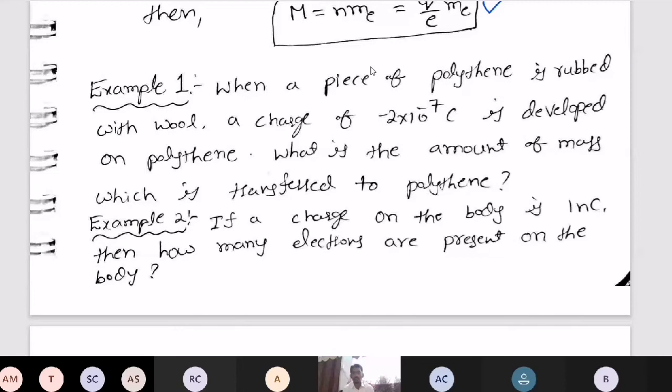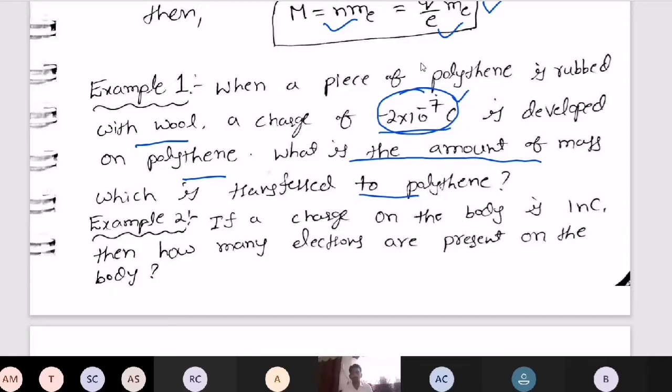When a piece of polythene is rubbed with wool, a charge is developed on polythene. So this much charge is developed. By looking at the charge, minus means electrons added, electrons received. What is the amount of mass which is transferred to polythene? Mass means this one: m equal to N e, where N equal to Q by e. So Q is this one. This is the Q value.